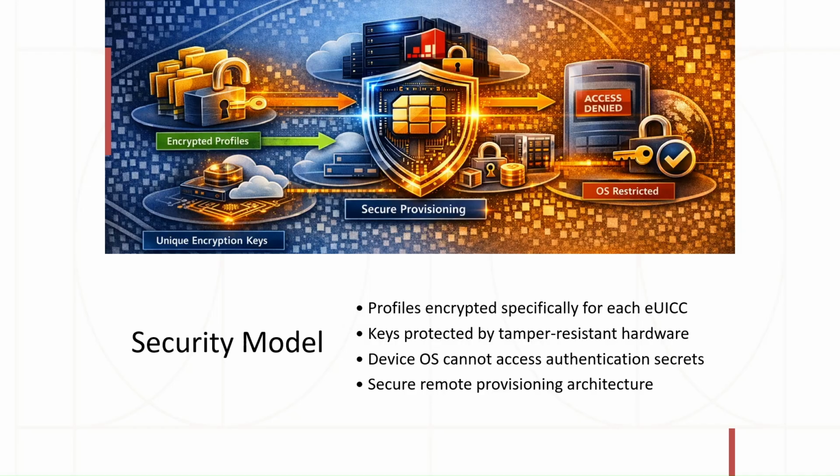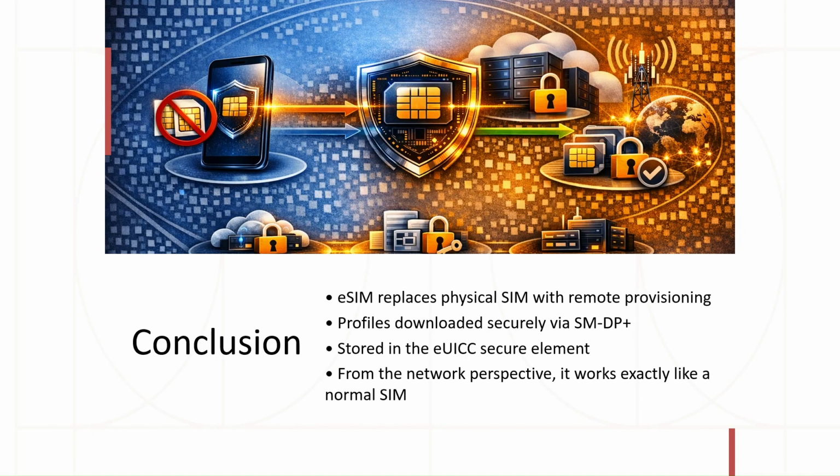Final important observation. From the perspective of the mobile network, an eSIM is essentially indistinguishable from a physical SIM card. The network only sees the standard identifiers, such as the IMSI, the authentication responses, and the device IMEI. All the complexity of remote provisioning happens outside the core mobile network.